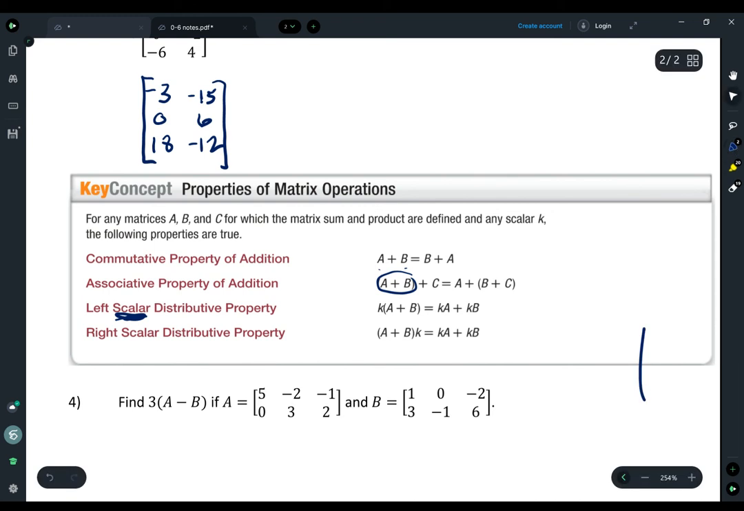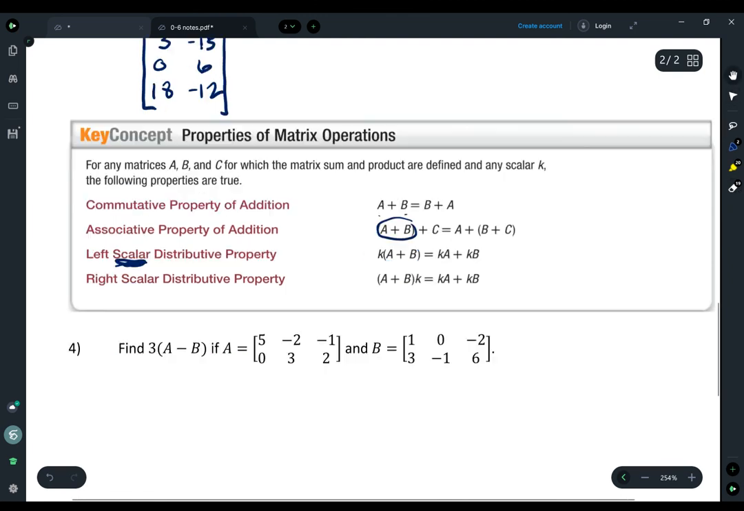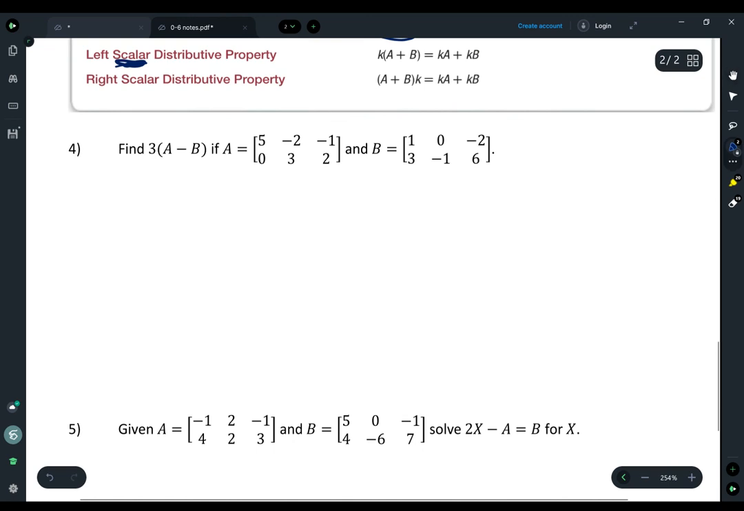So for this one, what we're going to do is, let me just move this up really quick so I have some room to work. We have 3 times A minus B. So we could distribute.